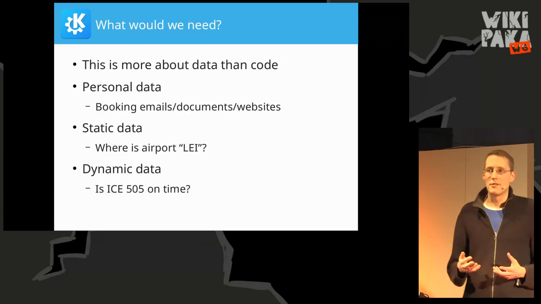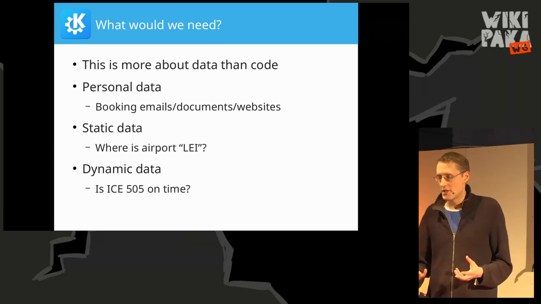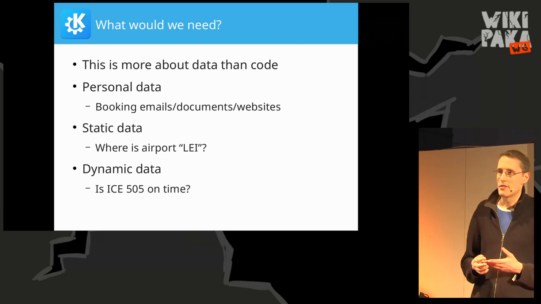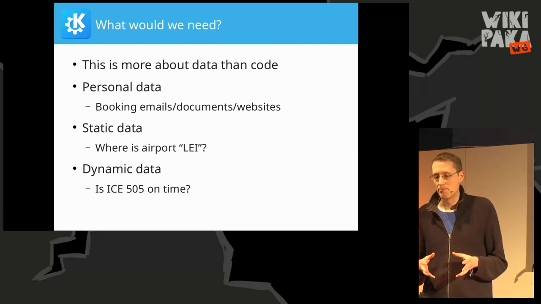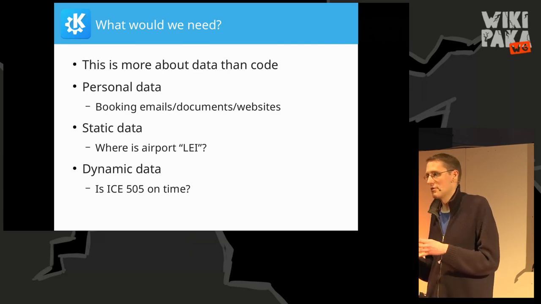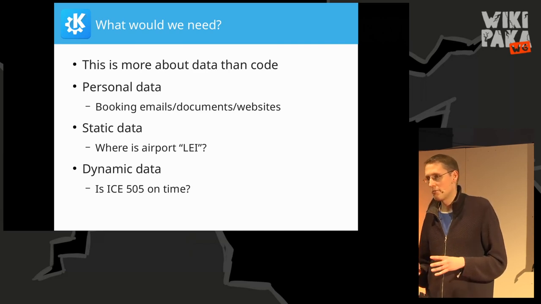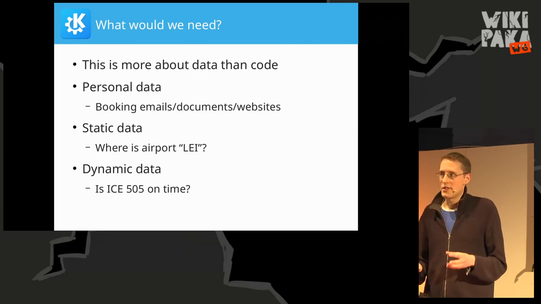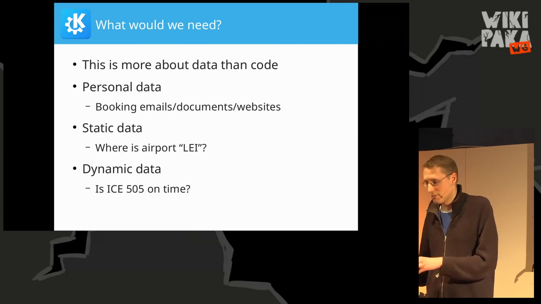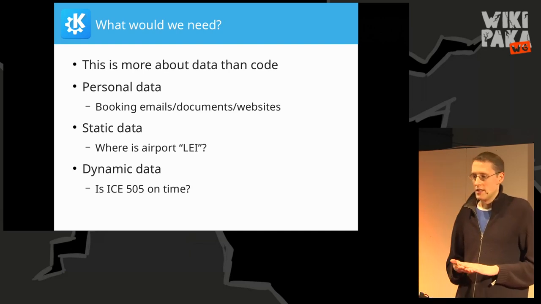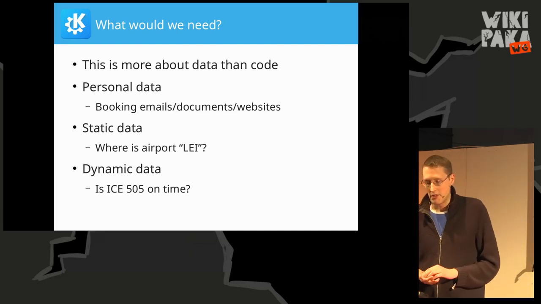So let's have a look at what those services actually need to function. And it turns out it's primarily about data, not so much about code. There are some difficult parts in terms of code involved as well, like the image processing and PDF handling to detect a barcode in your boarding pass. But all of that exists as ready-made building blocks, so we basically just need to put this nicely together. So let's look at the data. That's the more interesting part.